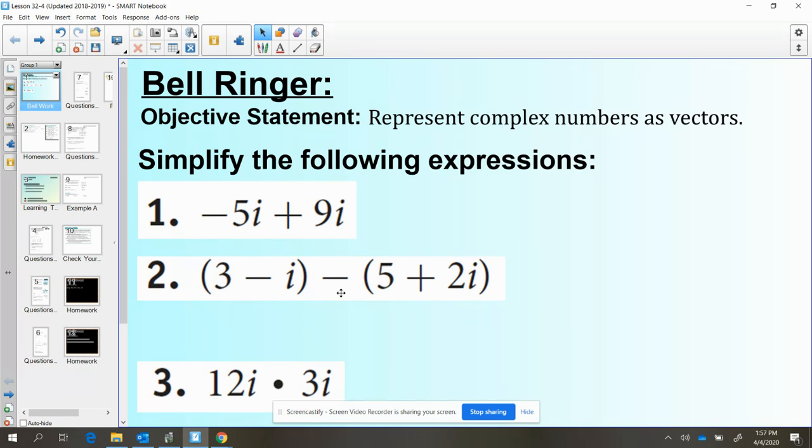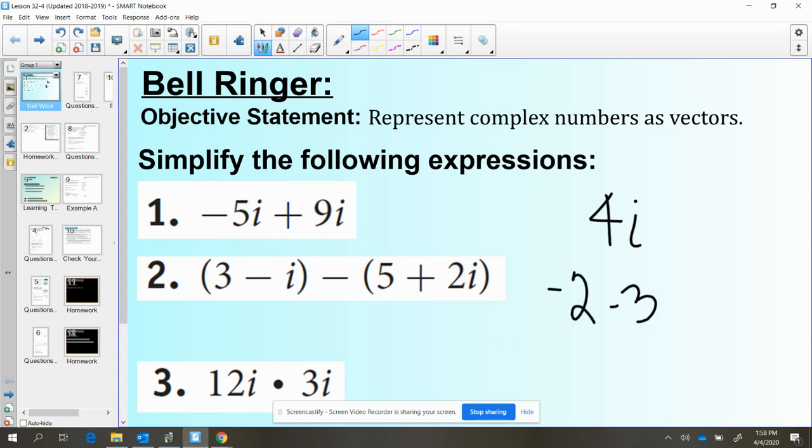Now, to double check your work, one thing I like to think about when I'm simplifying complex expressions is think of that i like a traditional variable when it comes to simplifying expressions, and when you're combining those like terms and making sure you're distributing when necessary to combine. So for the first one, you should have had 4i as your answer. The next one, when you distribute and combine, you should have had -2 minus 3i.